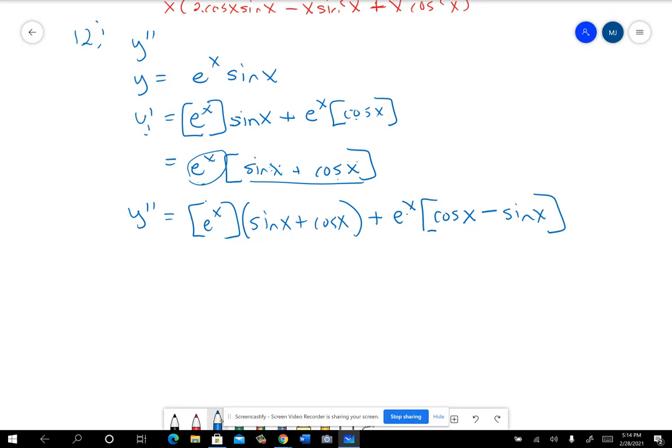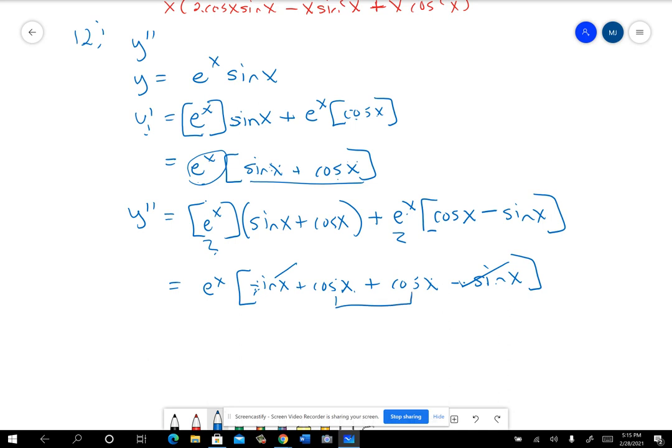Okay, and again, I've got the e to the x that I could factor out. So I'd have sine x plus cosine x plus cosine x minus sine x. So that does wind up simplifying a little bit because these cancel and these are like terms. So I have 2 cosine x with an e to the x. I think I'll squeeze the e to the x right in front of that. So 2 e to the x cosine x would be my second derivative.